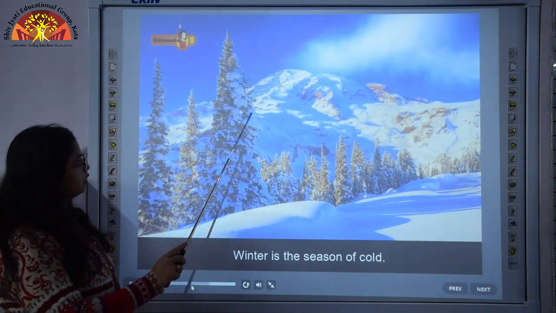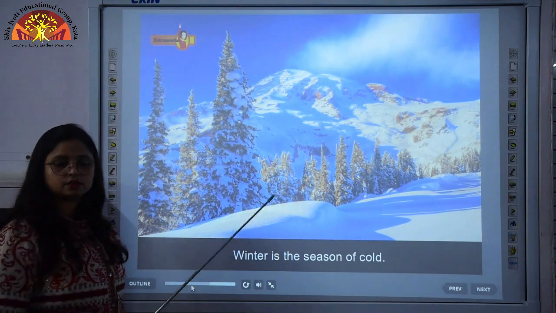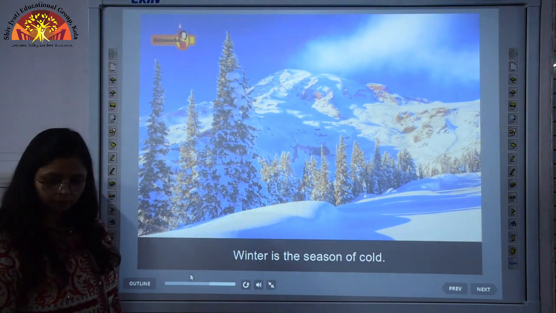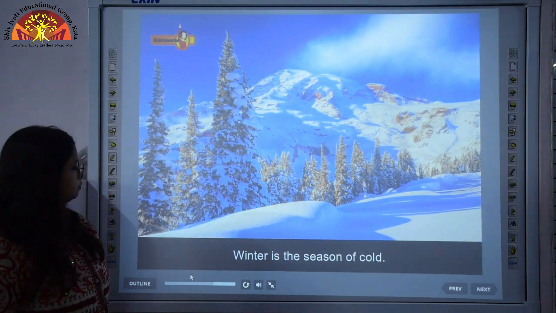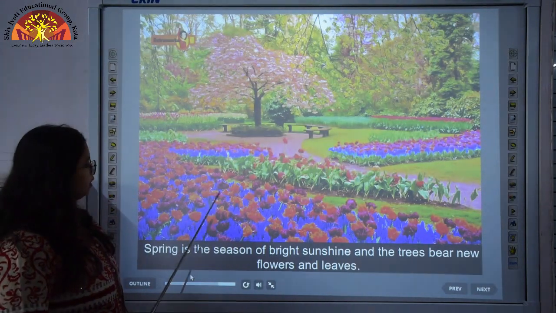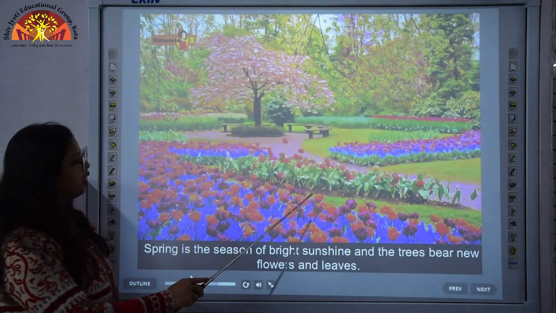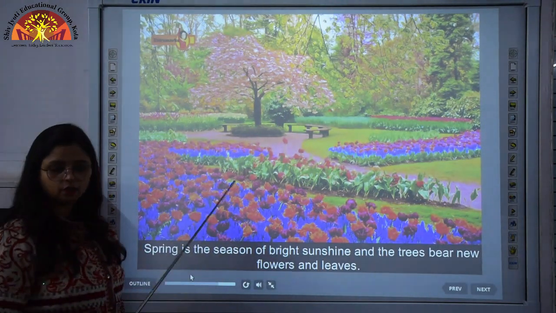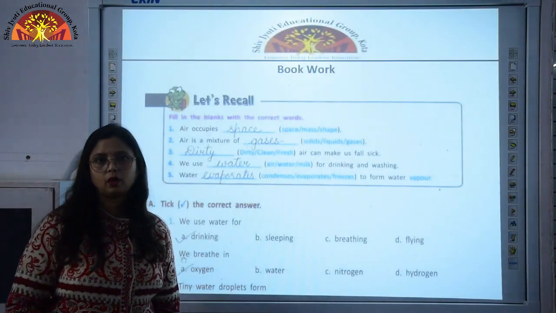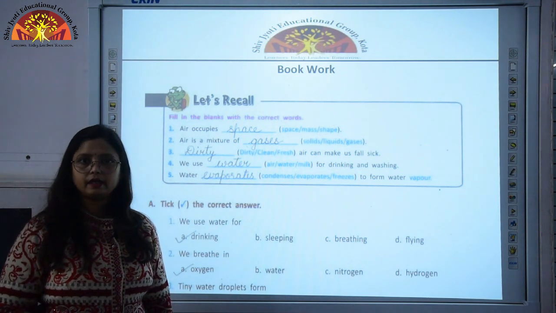Now the season shown here is a winter season. You can see that snow is everywhere. This is showing excessive coldness, that is winter season. The picture here is showing spring season because in spring season flowers are blooming everywhere. Okay. So these are some of the seasons. So children, this is all about the explanation part of your chapter. I hope you all have understood the contents of the chapter well.